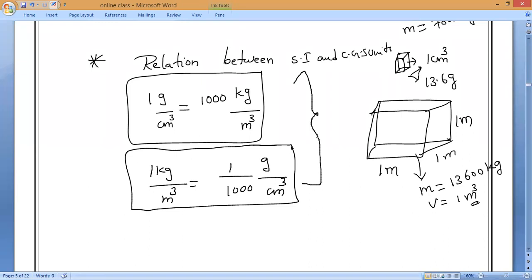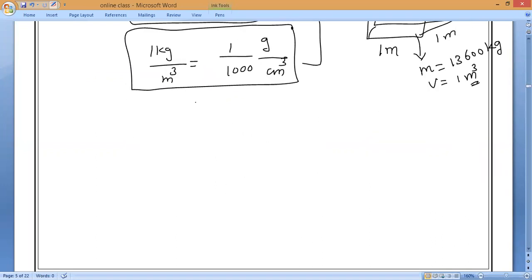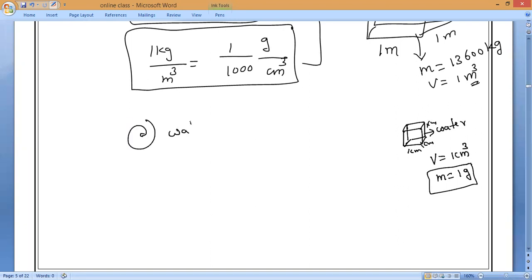Understanding, everyone? No doubt. For example, I will take 1 cubic centimeter of water. What I have taken now? 1 cubic centimeter of water. Do you know how much mass will come? 1 centimeter, 1 centimeter, 1 centimeter. Volume is equal to 1 cubic centimeter. What is the mass? Mass will come 1 gram.